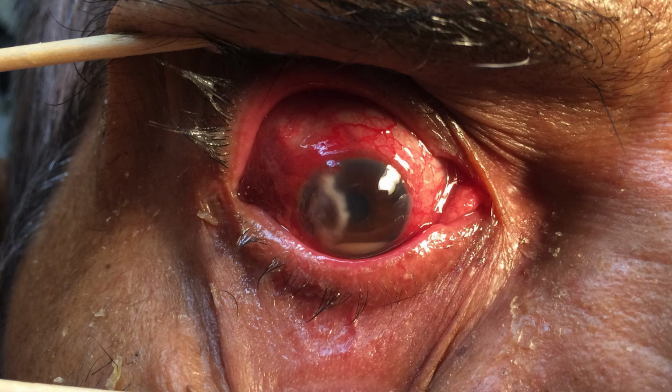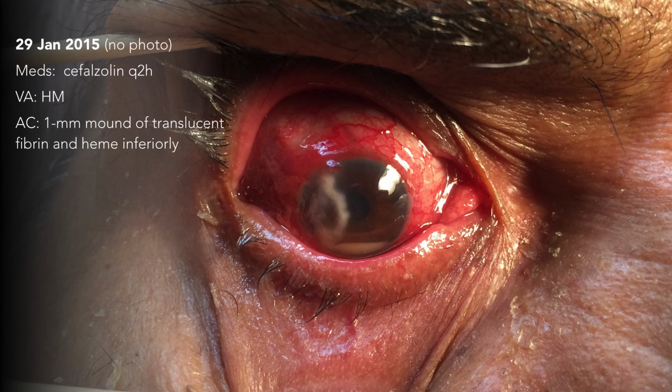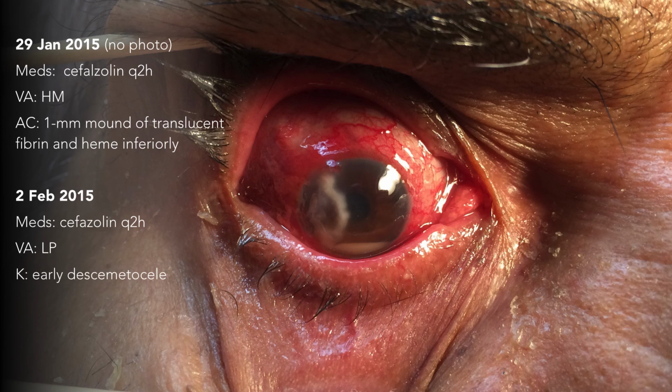Do I have another picture? This is from yesterday, so I don't have a photo from the 29th, but he was still taking cefazolin Q2 hours, hand motion vision. He had this 1 millimeter mound of translucent fibrin heme inferiorly, but then he came back yesterday, 2 February, and now he's got this layered hypopyon that's a little bit bigger. It's about 1.5 millimeters. His vision's worse. He's saying he's tearing more. Cornea says he's got an early descemetocele, whatever that means. And I did the ultrasound.